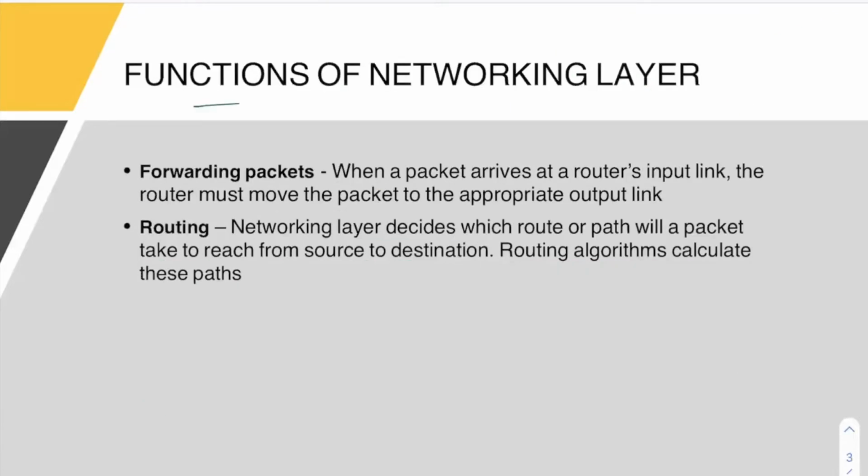Now let's look at what are the functions of networking layer. The first function is forwarding the packets. So what do we mean by forwarding packets? When a packet arrives at a router's input link, the router must move the packet to the appropriate output link.